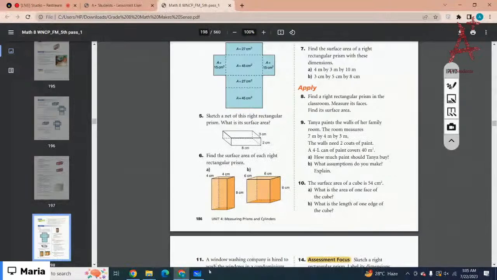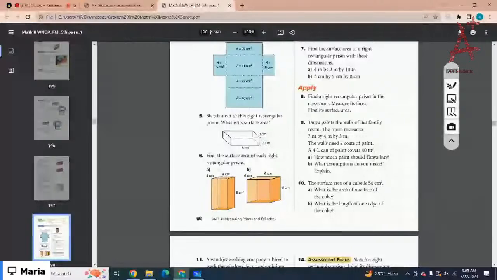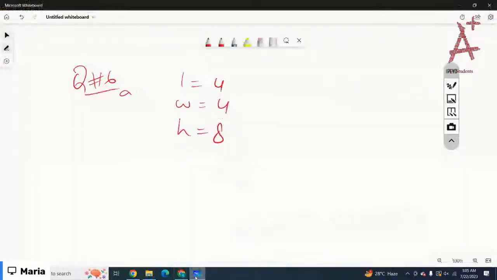Question number 6a. You are given length equals 4, width equals 4, and height equals 8. Let me confirm if the measurements are the same. Length 4, width 4, and height 8. Yes. So how do we calculate the area of the prism? The surface area of the right rectangular prism is A equals 2 times W times L plus H times L plus H times W. So let's calculate.